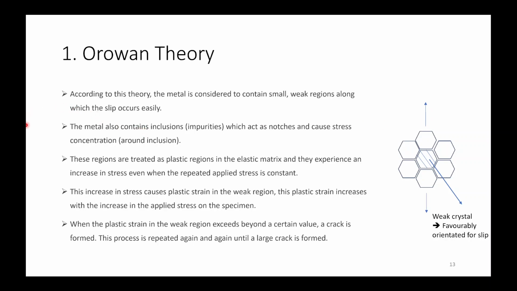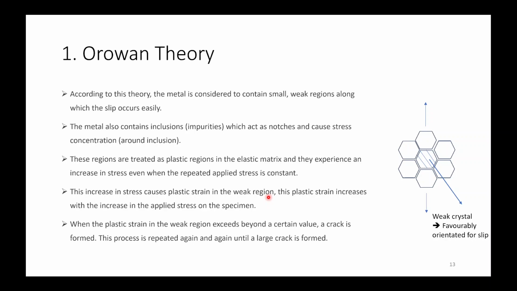According to this theory, the metal is considered to contain small weak regions along which slip occurs easily. The metal also contains inclusions and impurities which act as notches and cause stress concentration around the inclusion. These regions are treated as plastic regions in the elastic matrix, and they experience an increase in stress even when the repeated applied stress is constant, and this increase in stress causes plastic strain in the weak region.